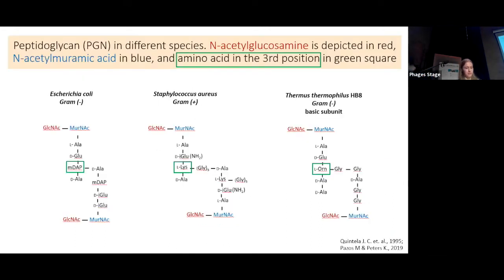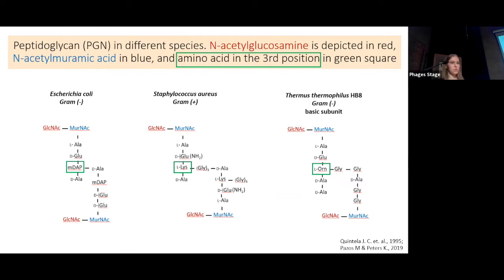Okay, it's working. So we can all agree that we live in an era of multi-drug resistant bacteria, and we are looking for new strategies to fight them. At first, I think we should find the target for our drugs. So one of the options is peptidoglycan.